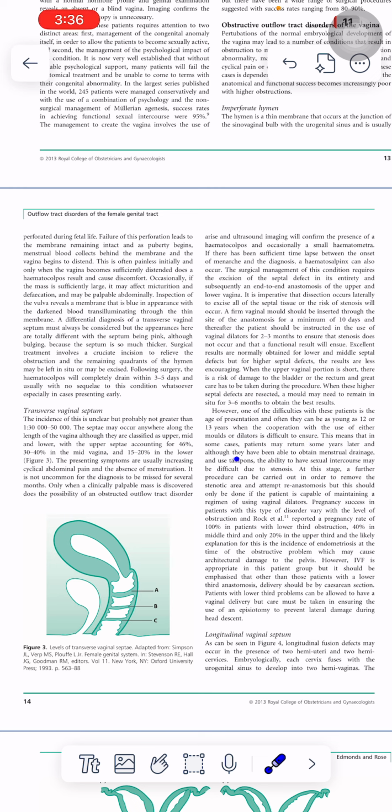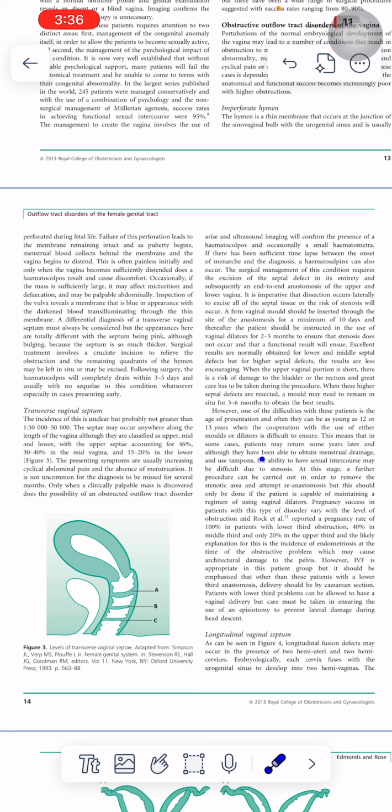This means that in some cases the patient may return some years later, having been able to obtain menstrual drainage and use tampons. The ability to have sexual intercourse may be difficult due to stenosis. So at this stage, a further procedure can be carried out to remove the stenotic area and attempt re-anastomosis, but this should only be done if the patient is capable of maintaining a regime of using a vaginal dilator. So you have to tell the patient that she has to use the vaginal dilator, because the stenosis will occur again. Pregnancy success in patients with this type of disorder varies with the level of obstruction, with a reported pregnancy rate of 100% with the lower third of the obstruction, 40% in the middle third, and 20% in the upper third.